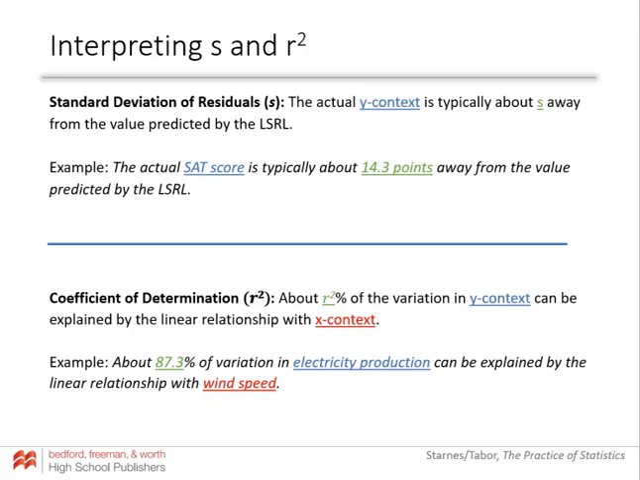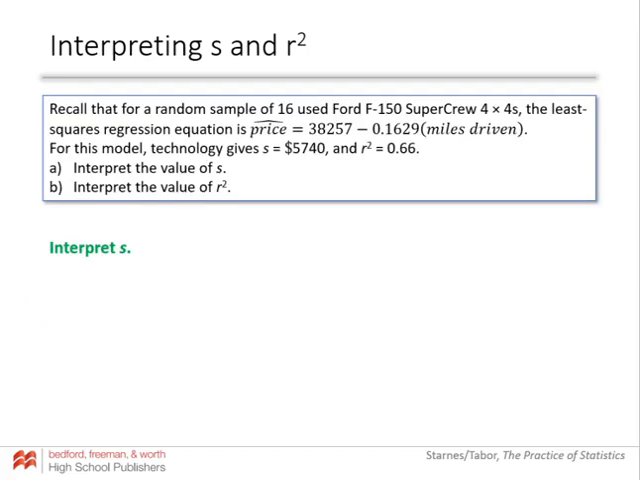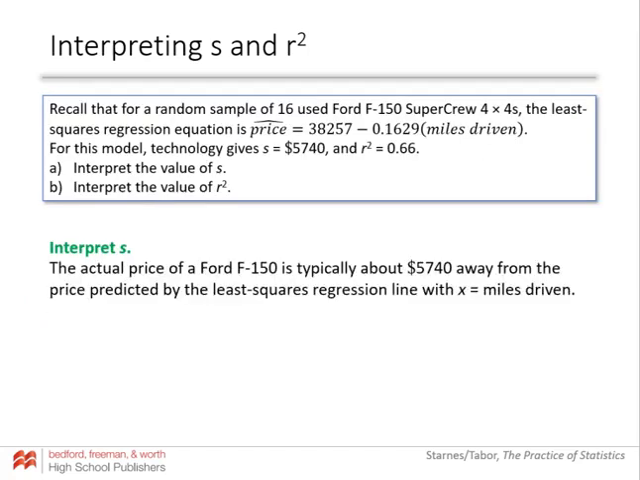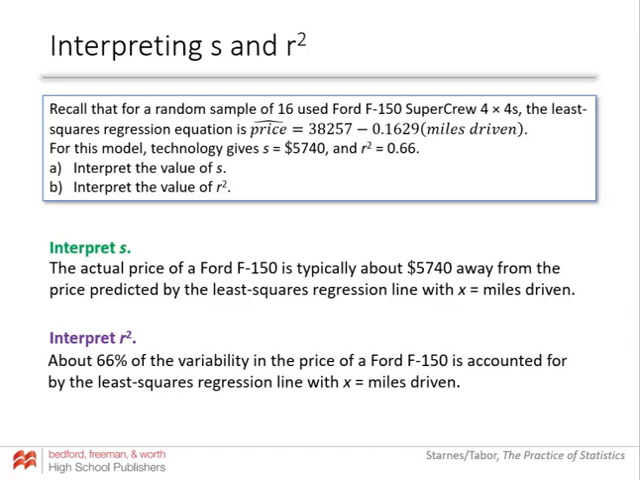And then for the coefficient of determination, or r squared, we're saying how much of the variation. So for our truck data, S is 57.40. So the actual price of a truck is typically about 57.40 away from the price predicted by the least squares regression line. And then r squared. So our r squared is 0.66, which means about 66% of the variability in the price is accounted for by the line with x equals miles driven. Like I said, finding these things is not going to be really a thing. It's more about interpreting them.